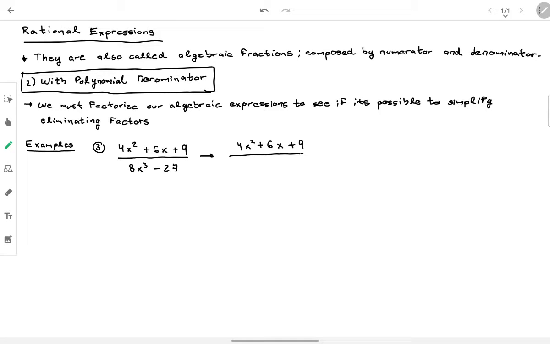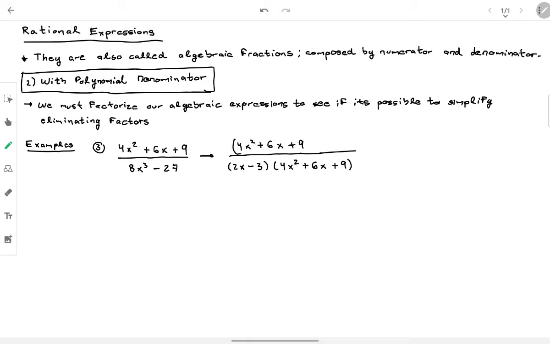But the denominator is a difference of cubes. How to factorize a difference of cubes: it's the cubic root of the first one minus the cubic root of the second one. And in the second parenthesis, the first one squared, which is 4x squared. The multiplication of the two of them, in positive, which is 6x. And the square of the second one, in positive, which is 9.